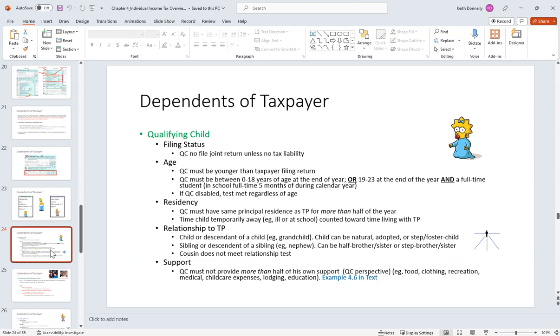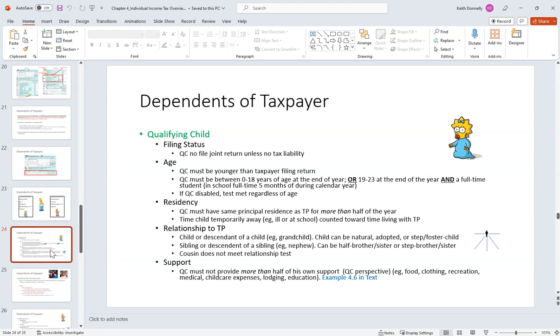So Homer, he's trying to claim Maggie as a qualifying child because he wants that credit for her, right? What does he have to meet? What is the criteria here? Well, we're going to be looking at Maggie here, and first with the filing status, we said up front, she can't have a joint return, okay?